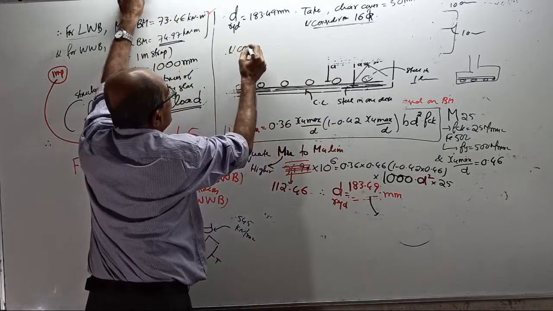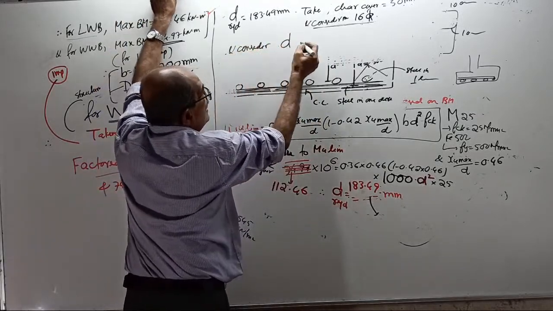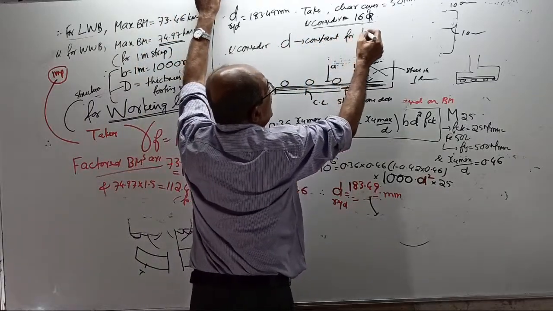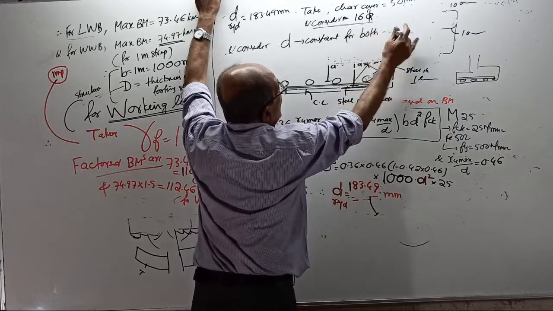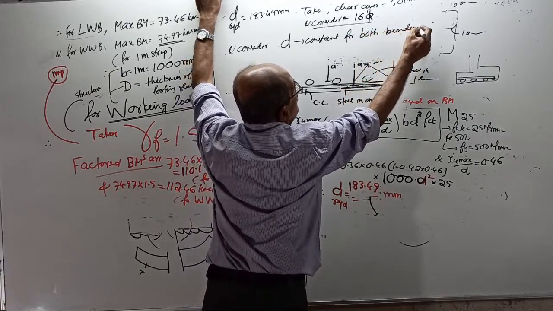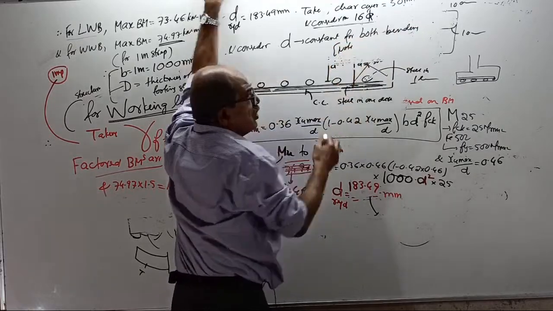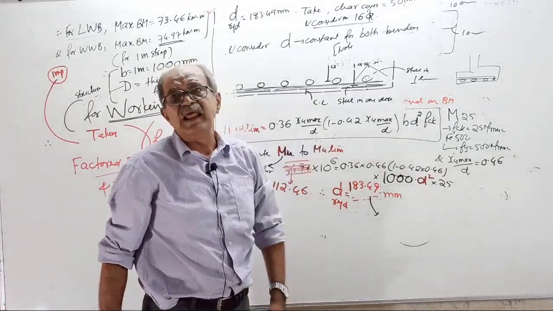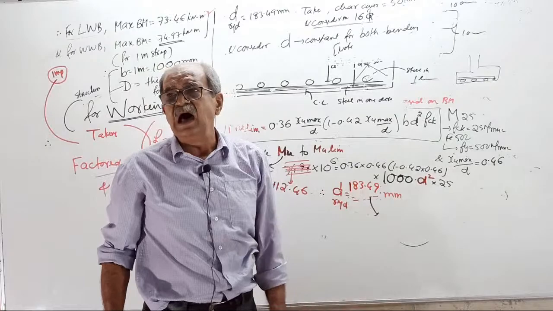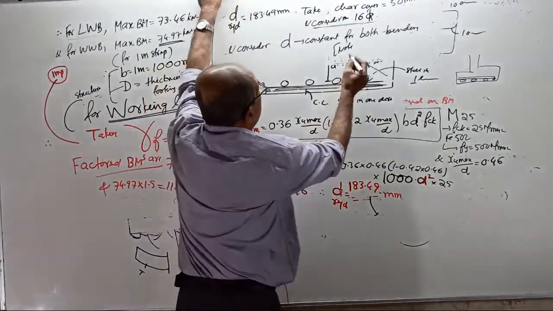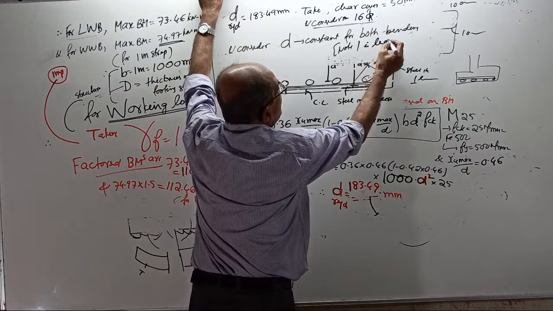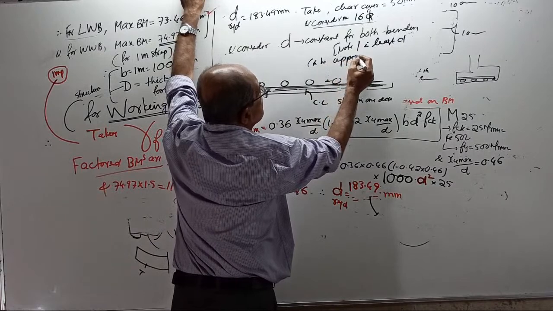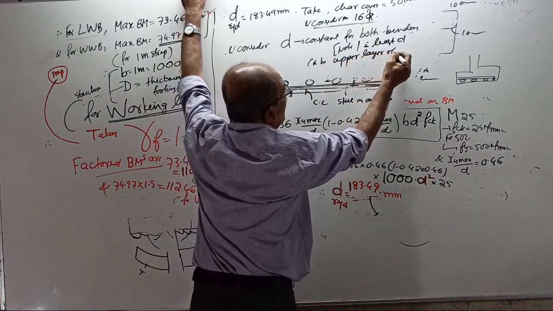And consider D constant for both bending. Make a note. Someone will comment, how can you take more? Keep quiet, I told already. One has got 490 rupees, other has got 500 rupees. I will imagine he also got 490 rupees. Considering for bending, that is least D, that is the upper layer of bars.